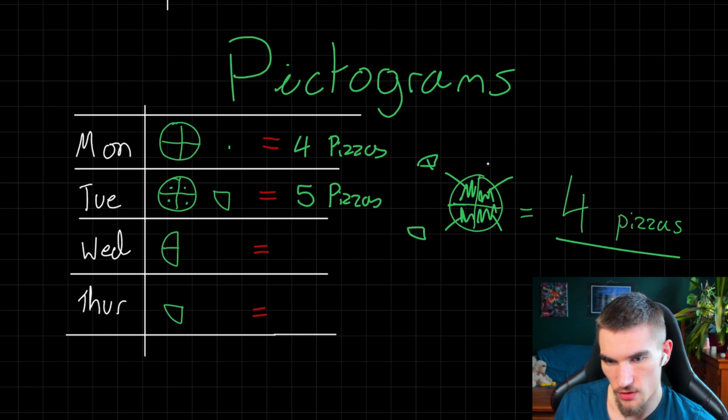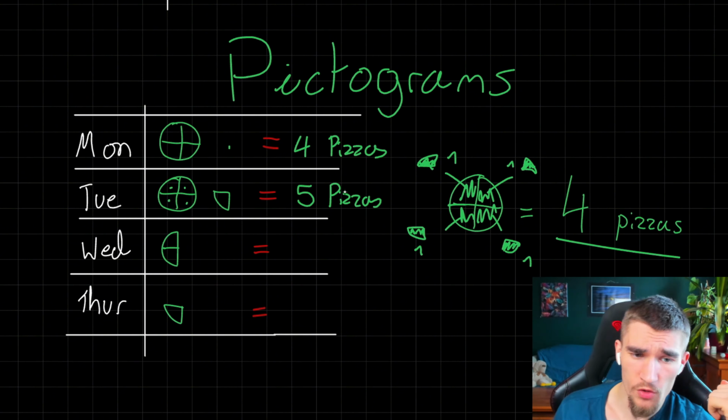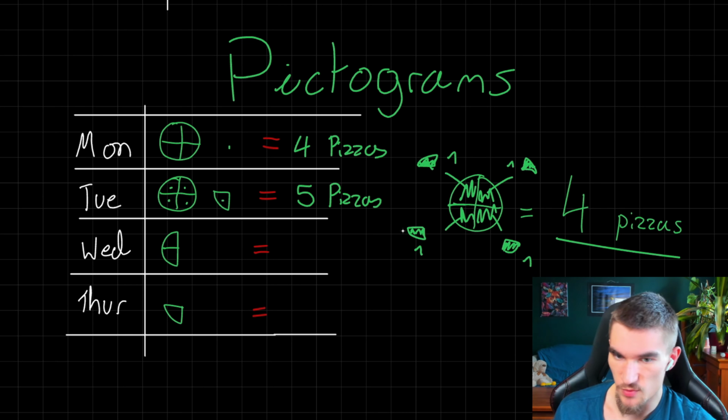Oh, I drew that one wrong. Because it's made up of 4 quarters, each quarter must be worth 1. So we got 1 here, 1 here, 1 here, 1 here. Because if we put all of those ones together, we get 4, right? So now I know that 1 quarter equals 1 pizza. So 4 quarters plus 1 quarter gives me 5 pizzas.